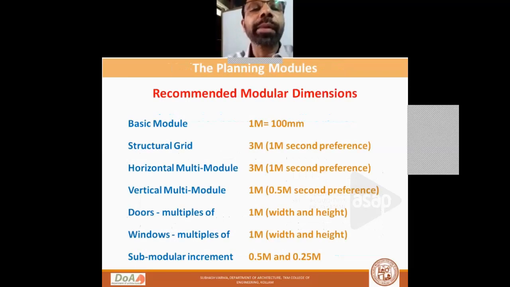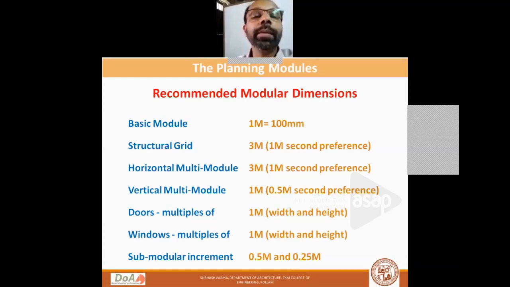What are the various planning modules? What are the recommended modular dimensions? So this table explains the basic module is one module, which is 100 mm. Then for a structural grid, we usually use 3M as the first preference. 1M can also be used as a second preference. For a horizontal multi-module, we use 3M as the first preference and 1M as the second preference. For vertical multi-module, we use 1M as the first preference and 0.5M as the second preference.